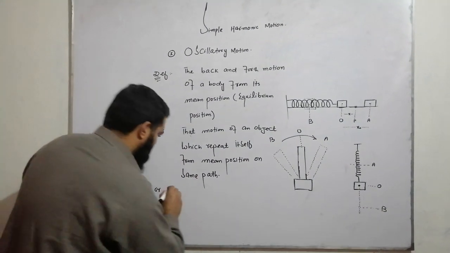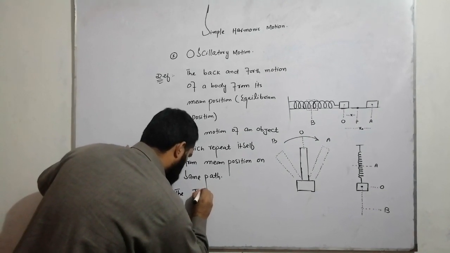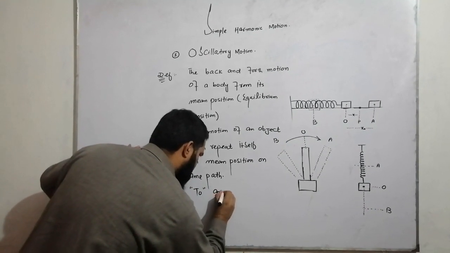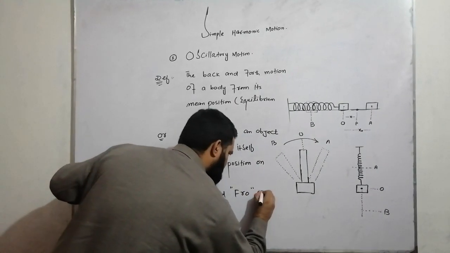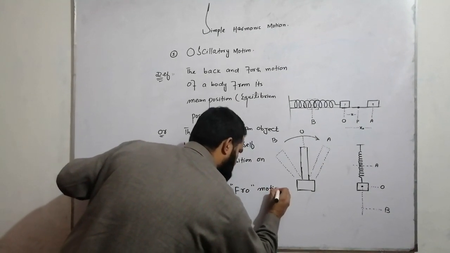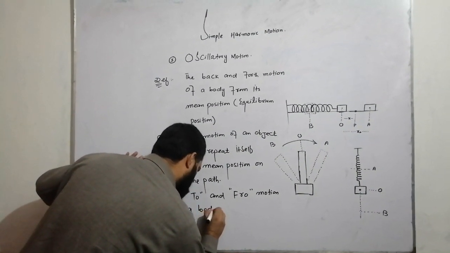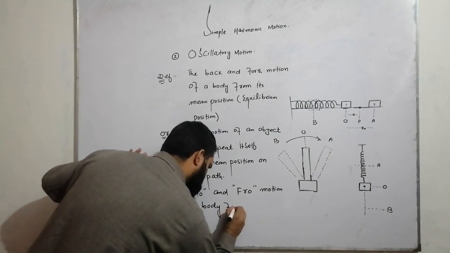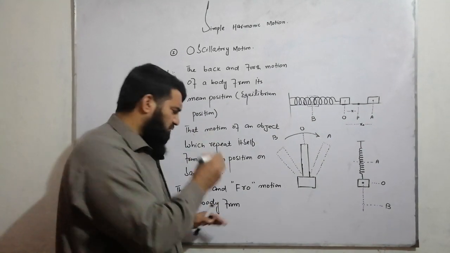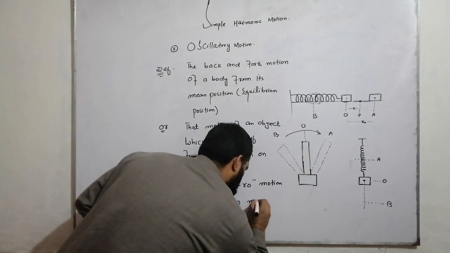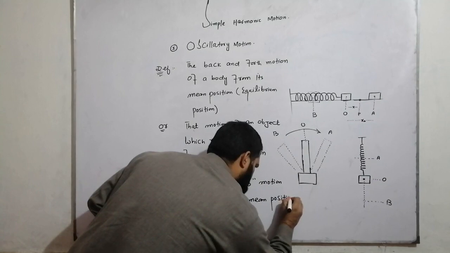The last definition is the to and fro motion of a body from mean position, from central position, from an equilibrium position, mean position.